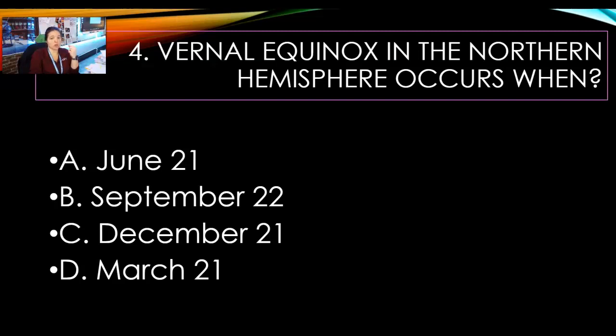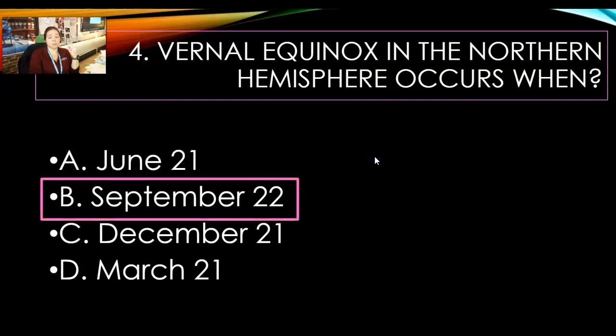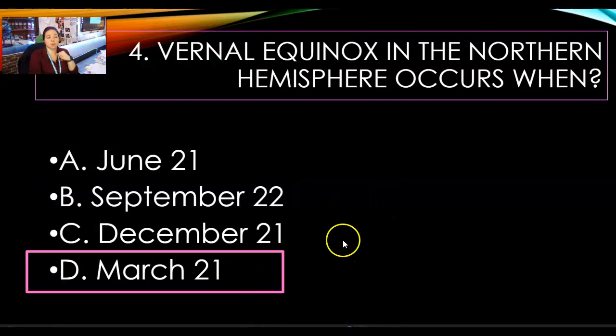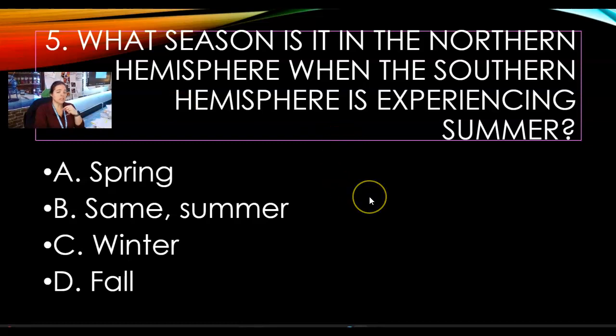Vernal equinox in the northern hemisphere. This occurs when? June 21st, September 22nd, December 21st, or March 21st. This is going to be September 22nd. This is, hold up. No, it's going to be March 21st. I'm sorry. There is a typo. It is going to be March 21st. What season is it in the northern hemisphere, the top, when the southern hemisphere is experiencing summer? So when the southern has summer, what do we have? We have winter.